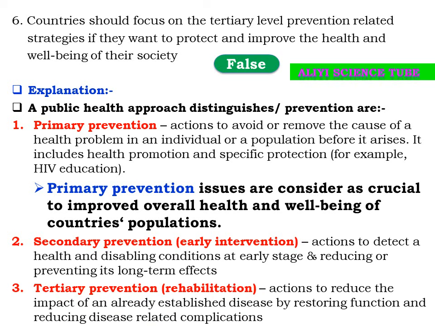The third is tertiary prevention or rehabilitation, the action to reduce the impact of an already established disease by restoring functions and reducing disease-related complications. Tertiary prevention means reducing the impact of an already established disease.